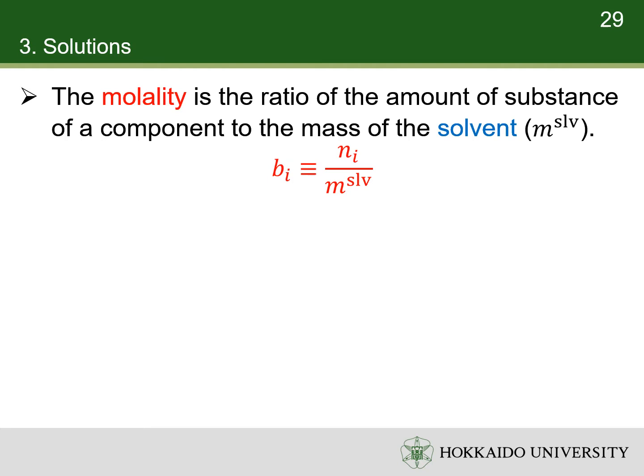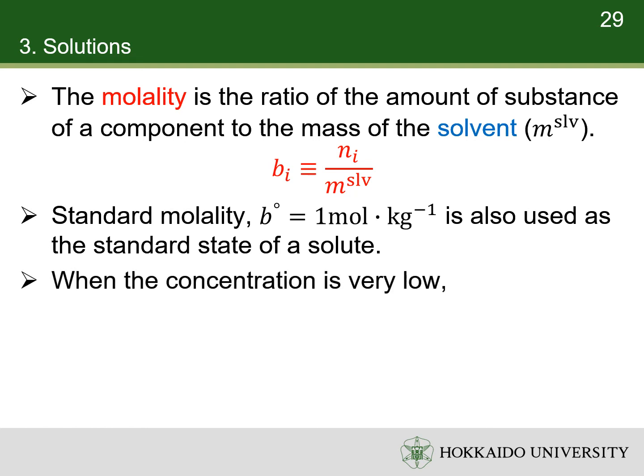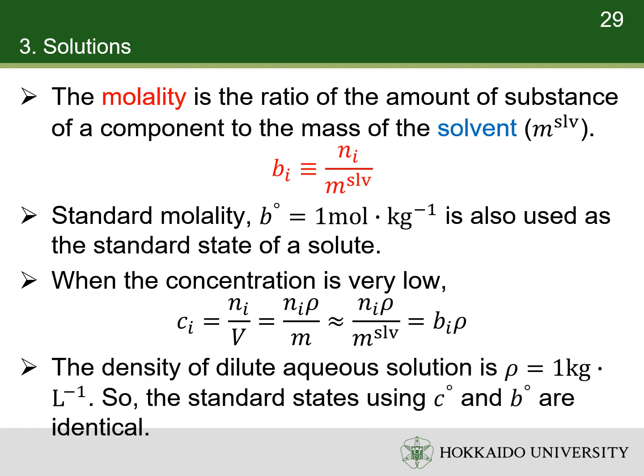The molality is the ratio of the amount of substance of a component to the mass of the solvent. The standard molality, 1 mole per kilogram, is also used as the standard state of a solute. When the concentration is very low, the mass of the solvent is close to the mass of the solution. Then, the molality is proportional to the molarity. The proportionality coefficient is the density of the solution. When the solvent is water, the density is 1 kilogram per liter. Thus, the numerical values of molarity and molality are identical. Meanwhile, the standard states defined with standard molarity and standard molality are also identical.